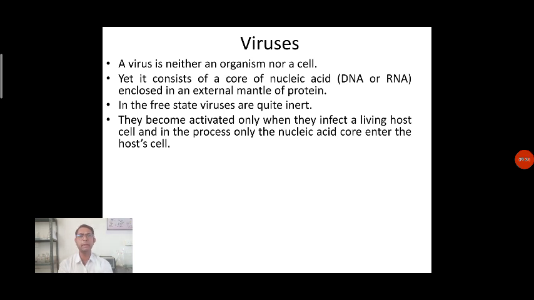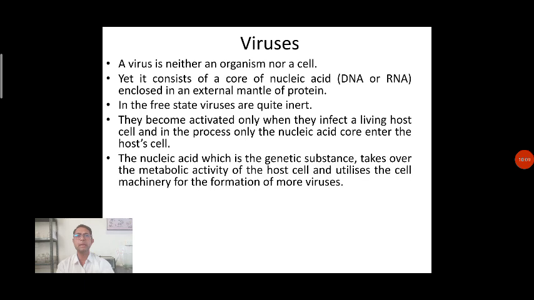They become activated only when they infect a living host cell, and in the process only the nucleic acid core enters the host cell. So simply we can say viruses cannot reproduce or grow by themselves. They require a particular type of host, a particular type of cell, and within that cell they start to grow and show multiplication activity. That's why they are known as inert structures.